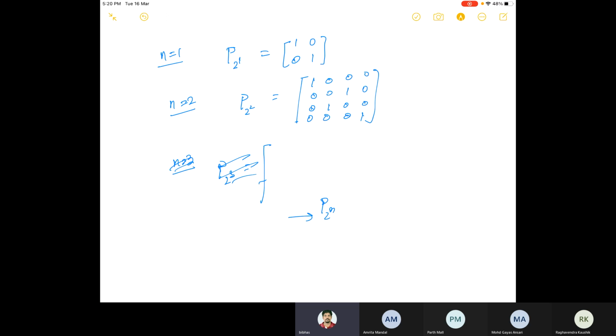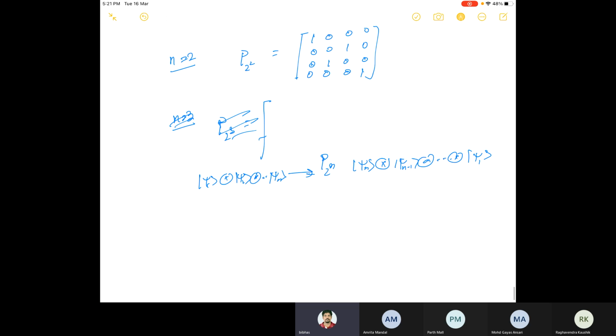If you take psi 1, psi 2, dot, dot, some psi n, then it should give us psi n, psi n minus 1, dot, dot, psi 1. So it should reverse the order. Now suppose I want to construct the structure of this matrix. This is a very special matrix. In order to understand this reversal matrix, what should be the property of this kind of unitary matrix?